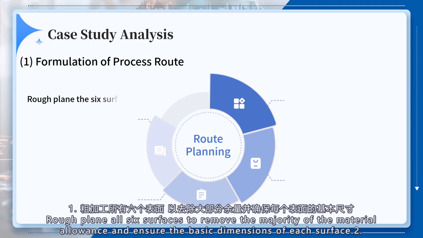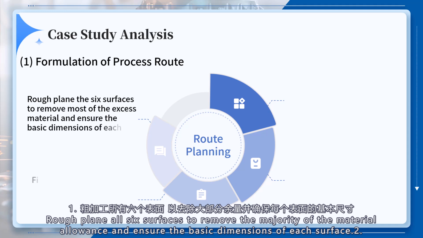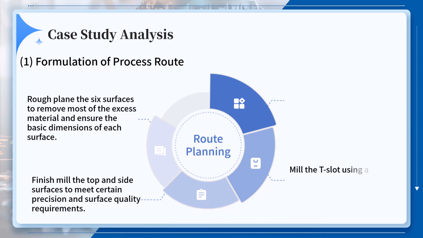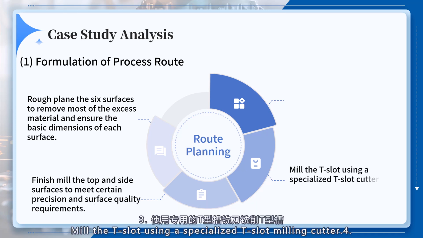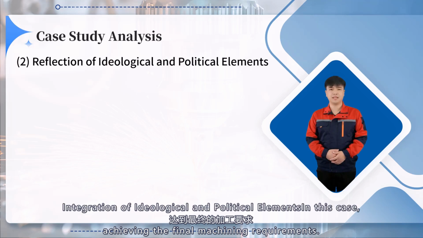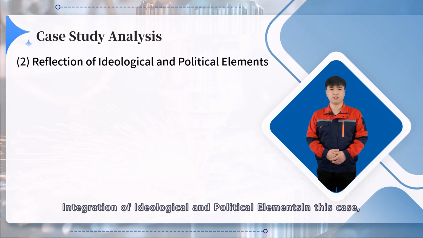1. Rough plane all 6 surfaces to remove the majority of the material allowance and ensure the basic dimensions of each surface. 2. Finish mill the top surface and sides to meet certain accuracy and surface quality requirements. 3. Mill the T-slot using a specialized T-slot milling cutter. 4. Grind the top surface and sides to further improve accuracy and reduce surface roughness, achieving the final machining requirements.